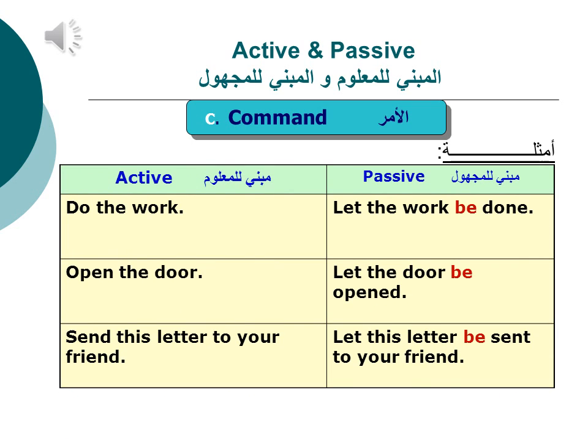Now let's look at 3 active commands and how we change them into passive. Do the work, let the work be done. Open the door, let the door be opened. Send this letter to your friend, let this letter be sent to your friend. Now just remember that we rarely use command passive structures.